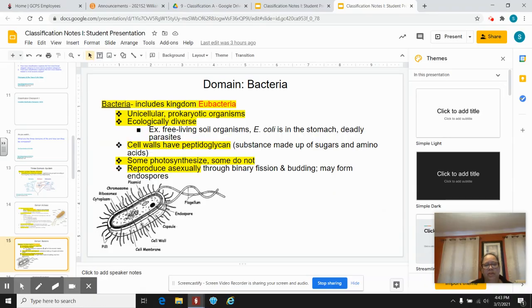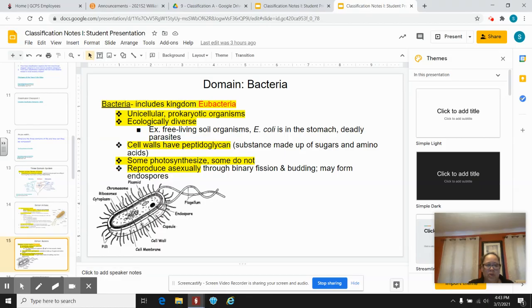The second domain is bacteria. It includes the kingdom Eubacteria. So both Archaebacteria and Eubacteria are bacteria, so they're unicellular and prokaryotic. But these are the bacteria that you typically think of, including the bacteria that live in your stomach, E. coli. And the primary difference between these bacteria and Archaebacteria is the makeup of their cell wall. Peptidoglycan is just a pretty fancy term for a substance, but Archaebacteria do not have cell walls containing peptidoglycan, while Eubacteria, eu meaning true bacteria, do.